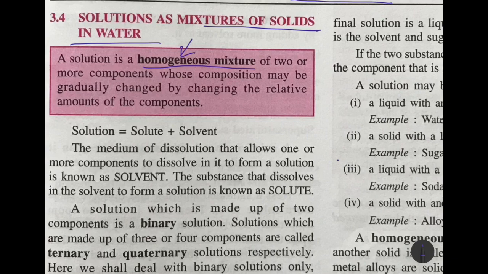Okay, so it is a homogeneous mixture of two or more components whose composition may be gradually changed by changing the relative amounts of the components. That is, if you take more solvent and less solute, or less solvent and more solute. Okay, so that time what will happen? The composition can be changed.